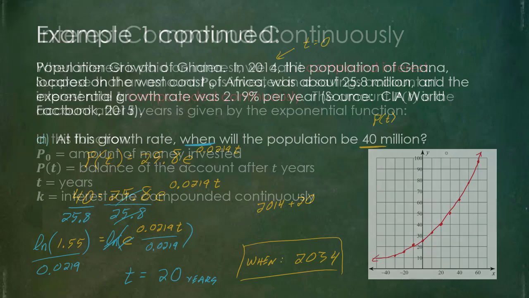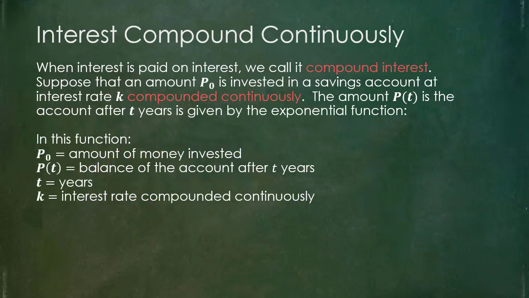The next type of model that we have that still deals with this concept of exponential growth would be interest compounded continuously. What that really means is when interest is being paid upon interest, we call that the compound idea, or compound interest. So in this scenario, the P of 0 is, instead of representing a population, standing for how much money you're investing or how much money you're starting with. And then the interest rate is going to be K, or sometimes this is written using an R instead of a K. It does not really matter. It's just a variable representing the interest rate.